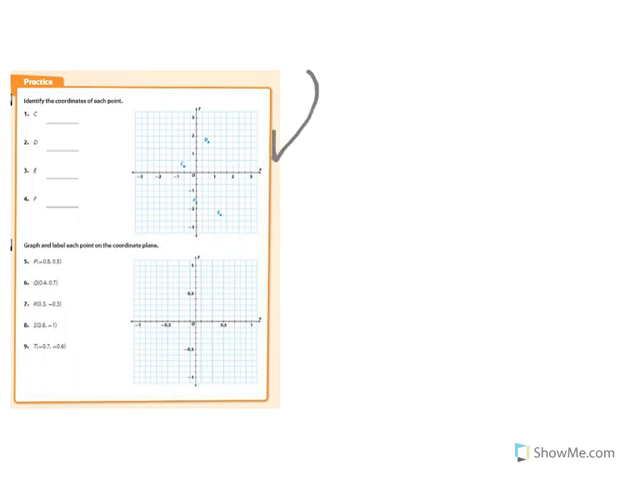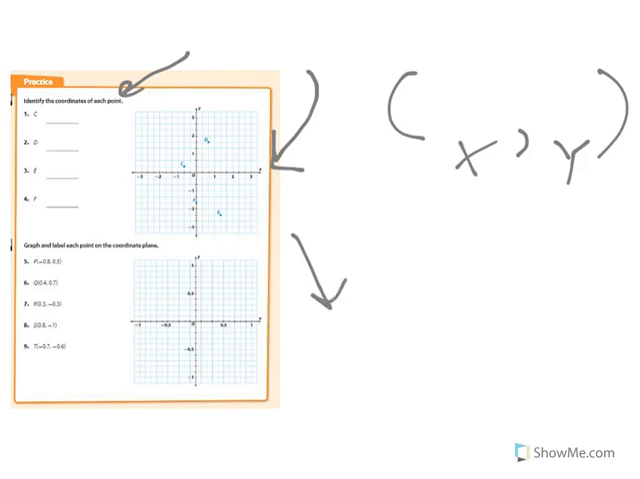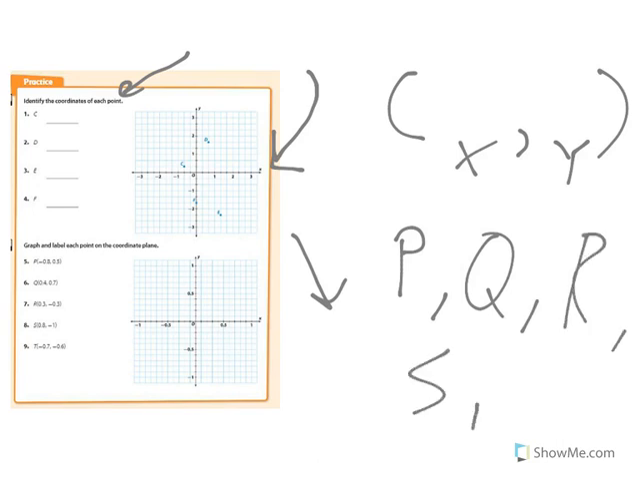This is a little bit more practical based off of what we're doing. I want you guys to identify the numbers, C, D, E, and F, the letters rather. Again, finding those coordinates, X and Y. And then lastly, down below, you're going to graph the different points, P, Q, R, S, and T.